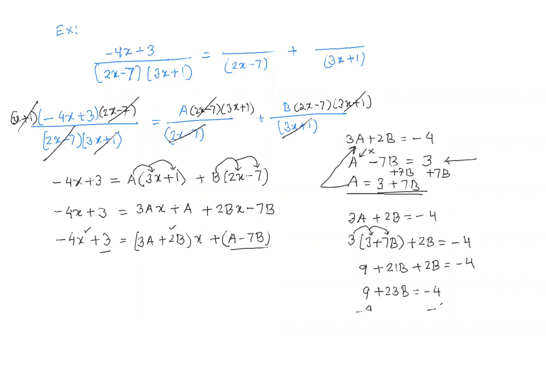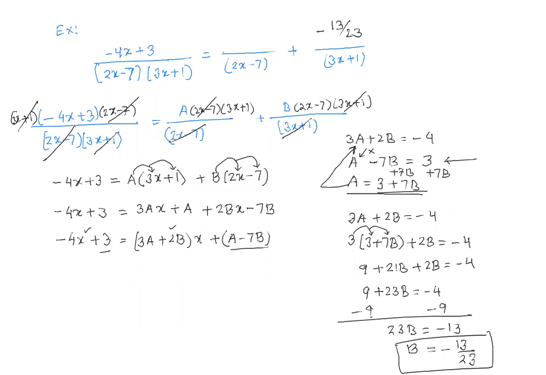Subtract 9 from both sides. So 23b is equal to negative 4 plus negative 9, which is negative 13. Divide both sides by 23, b is negative 13 over 23. So that's your b. You're going to put for b negative 13 over 23.